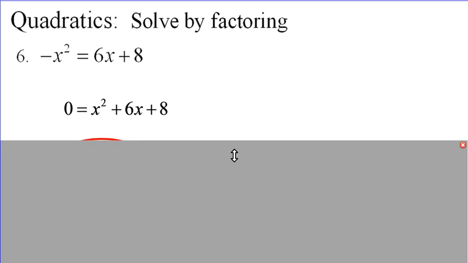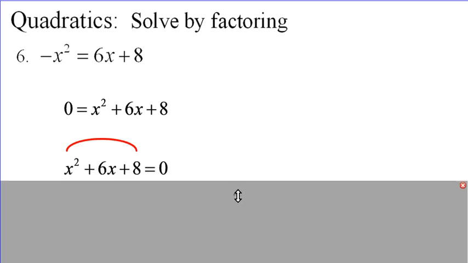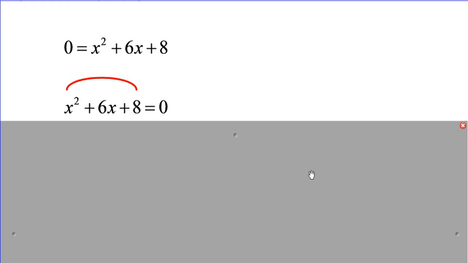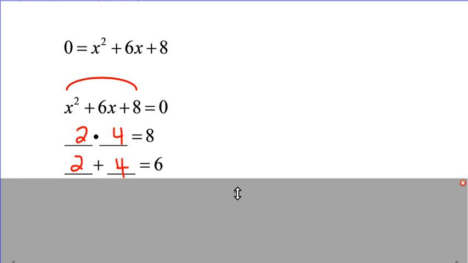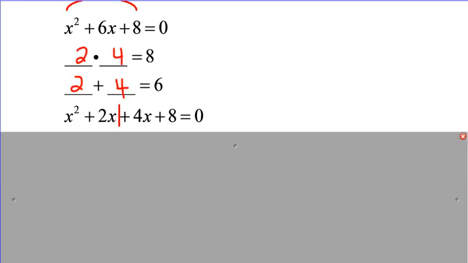I can now use my pattern that I normally do for my factoring. So 1 times 8 is 8. So what two numbers would I multiply together to get 8, but add to get 6? Well, that would mean I would use a 2 and a 4. 2 times 4 is 8. 2 plus 4 is 6. So I'm going to rewrite my equation with my 4 terms. I'm going to write x squared plus 2x plus 4x plus 8 equals 0.